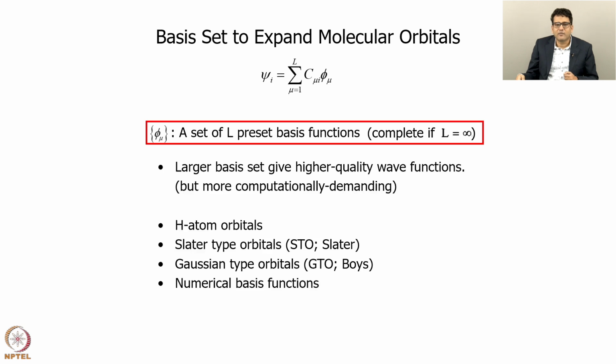Now a larger basis set of course gives a higher quality wave function, but it is more computationally demanding. So in the following lectures, I am going to show you what hydrogen atomic orbitals are and how they lead to Slater type orbitals, and what is practically used, which is called Gaussian type orbitals, and how numerical basis sets look. So this is how the lecture will be.